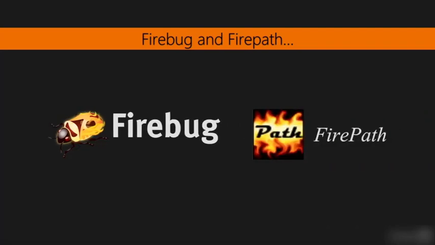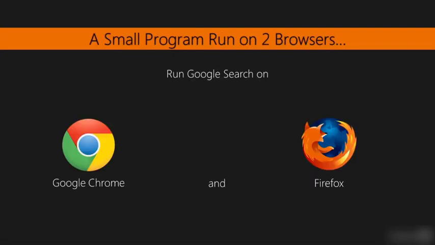Firepath is a Firebug plugin that will help us find the XPath as well as the CSS selector to an element we want to interact with. With these tools installed, let me show you a small example of what we can use them for.